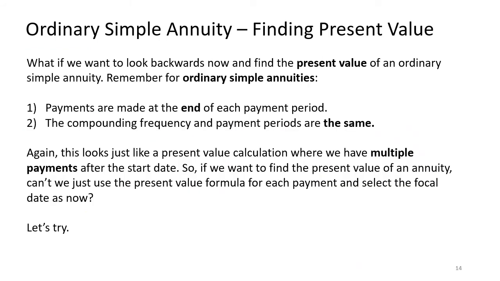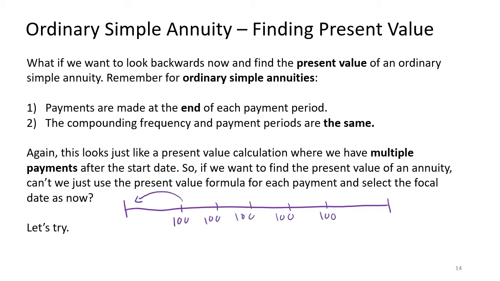All right, so everything we talked about was for an ordinary simple annuity and finding the future value. So now I want to work backwards. I know how much my investment's worth in the future. Can I find the present value? All right. So just like we did with future value, well, you stop and think, okay, I've got this graph, and I've got these regular payments, whether it's $100. Can I just discount all of them back using the same present value formula?